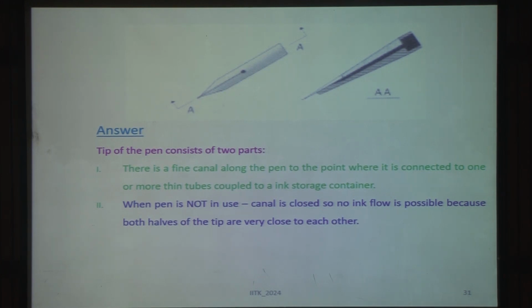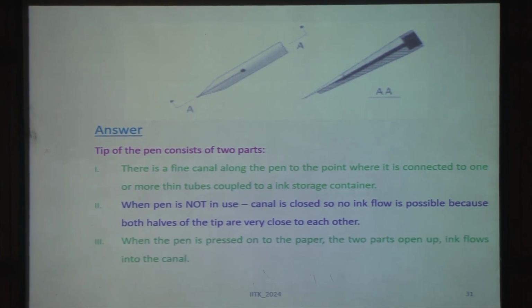But the only thing is that when you hit upon an idea like this, don't go to Google or the internet to look for the answer. You have to put your feet on the table and think about it. If you go to Google, you will never think, because your mind is already conditioned. Google says this: when the pen is pressed onto the paper, the two parts open up and ink flows into the canal and all that.